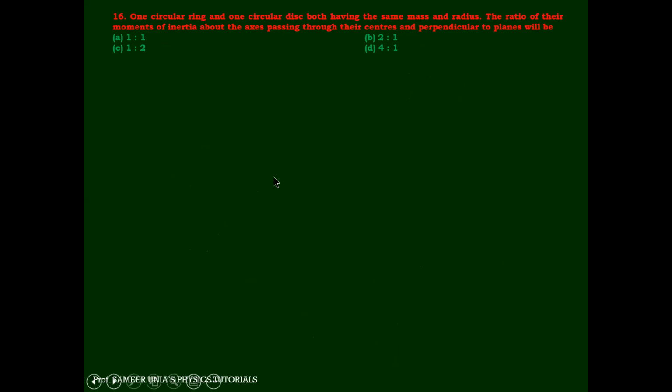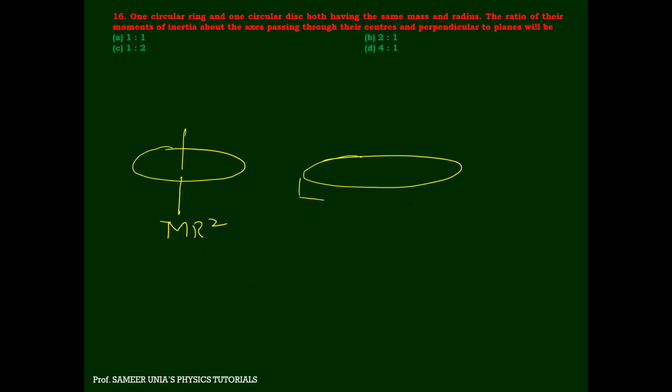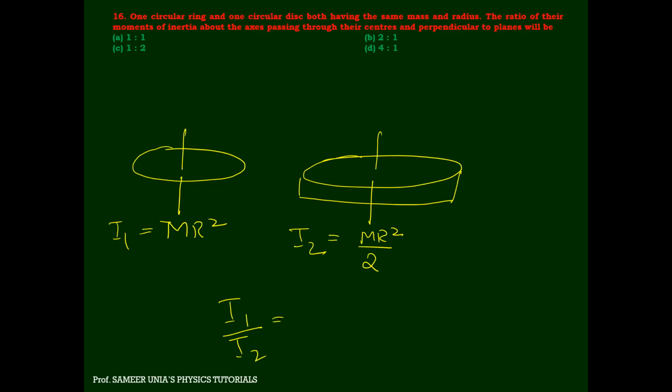क्वेश्चन नंबर 16 पर आते हैं. One circular ring and one circular disc both have same mass and radius. The ratio of the moment of inertia about the center. चलो रिंग का moment of inertia क्या होता है about the center? mr square. डिस्क का क्या होता है? mr square by 2. और ये बोल रहा है I1 to I2 चाहिए, मतलब this by this. दोनों का मास और रेडियस सेम है, तो mr square and mr square by 2. जरा 2:1.